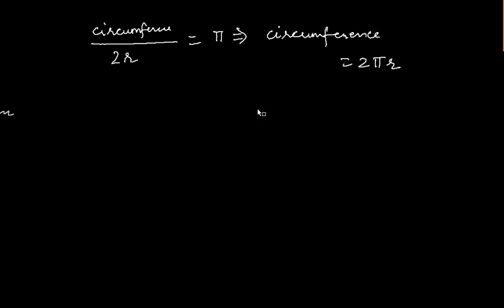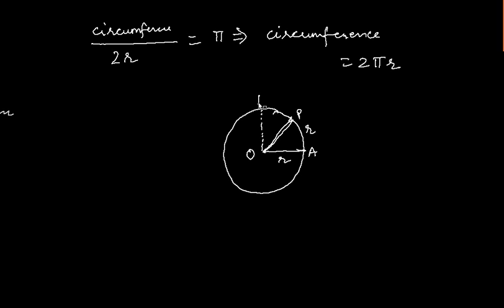Now I had this circle. What was the definition of radian? This was the point A, and this is r. This was the point P, such that this length is r. Then this was 1 radian. Now take point B such that angle AOB is equal to a right angle.